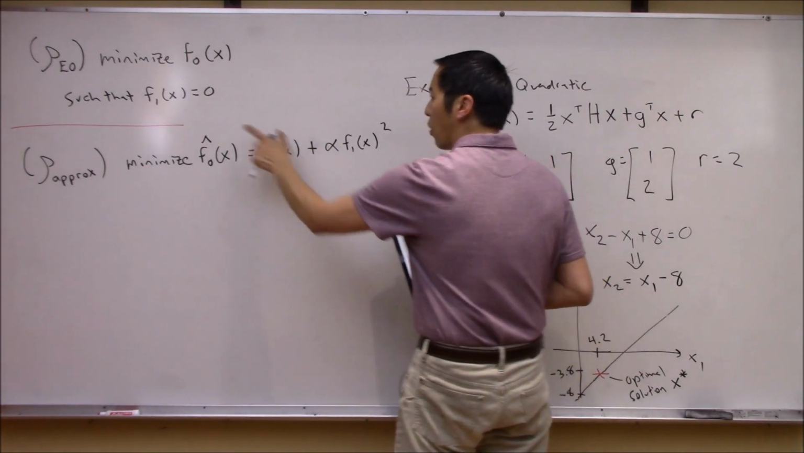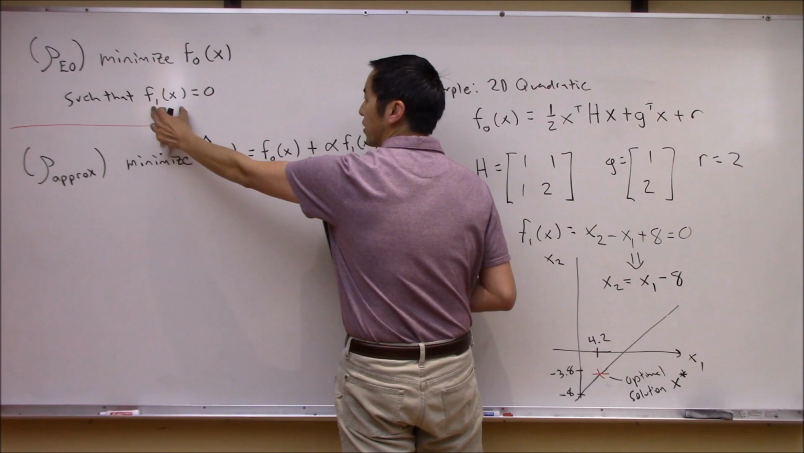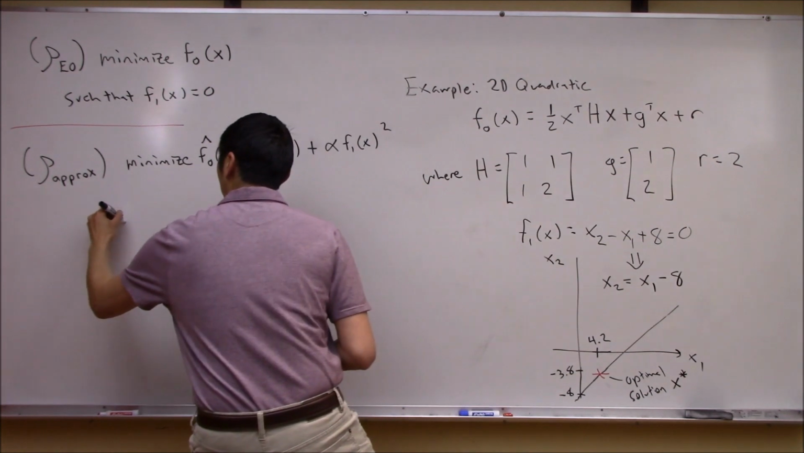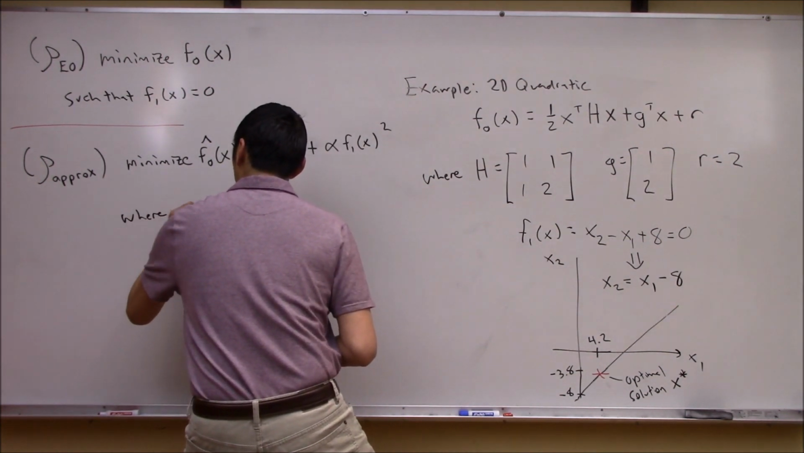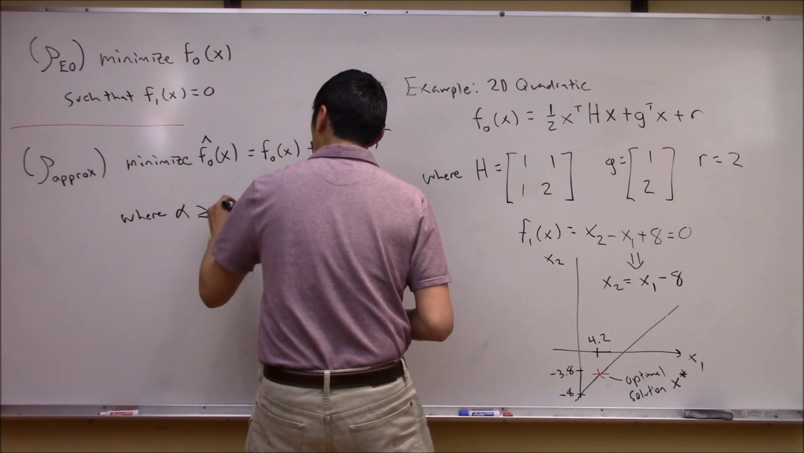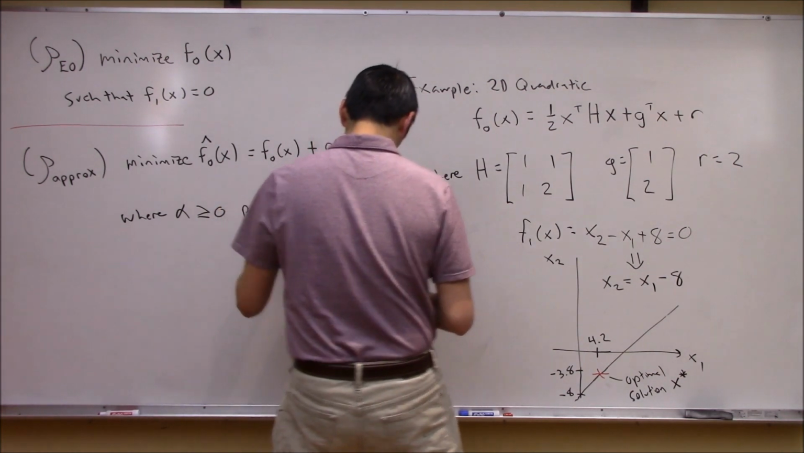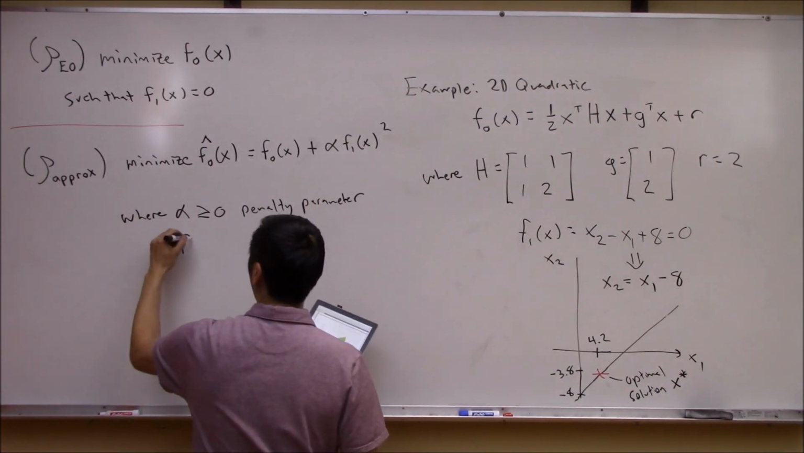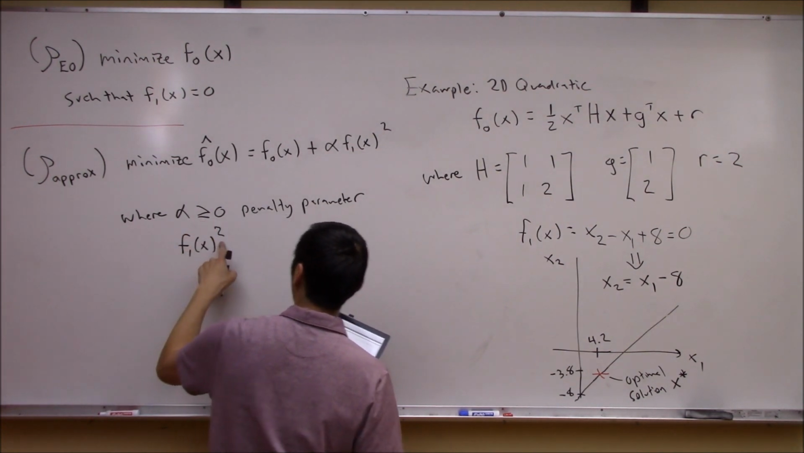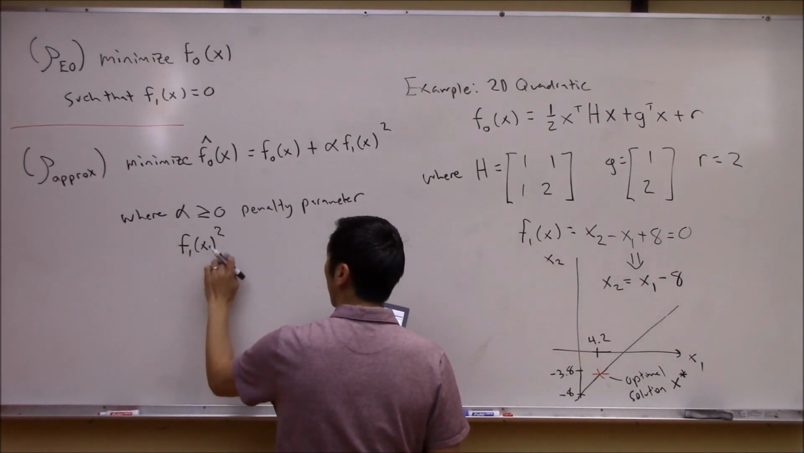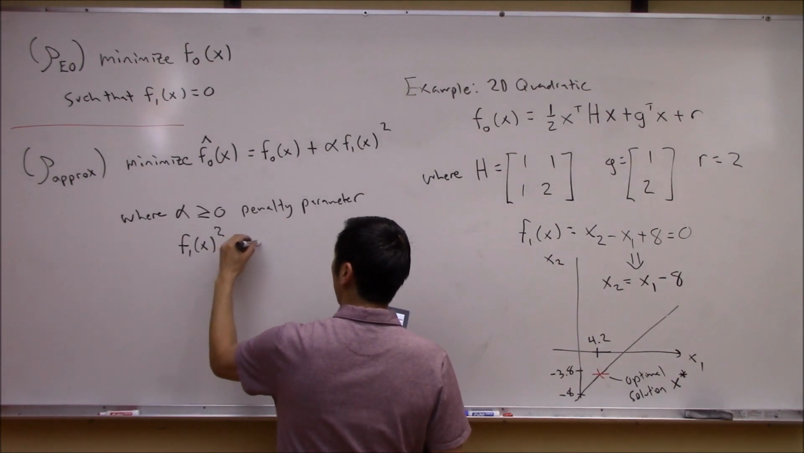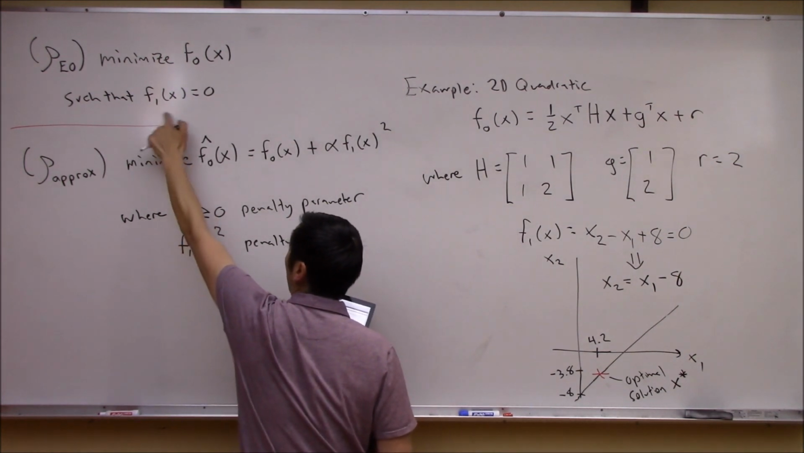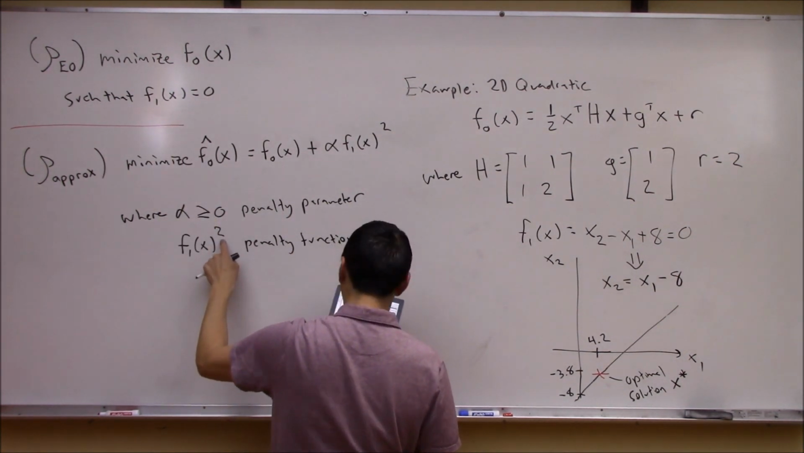Okay, so you can see what we've done here is we've taken this hard constraint and we've moved it into the cost function, okay? So here, this alpha is going to be greater than or equal to 0, and this is sometimes referred to as a penalty parameter. Okay, and then this term here, the f1 of x, notice it's squared. That squared is very important here. So this term, f1 squared, is the penalty function, right? It is not the same thing as the constraint function f1. It's actually the constraint function squared, okay?